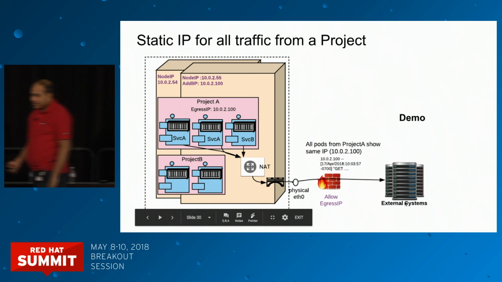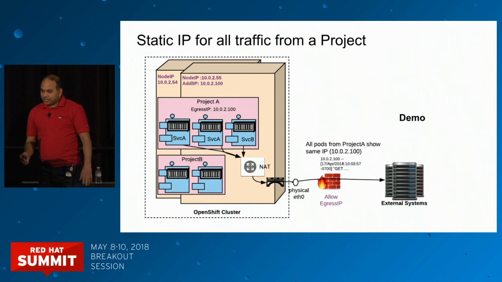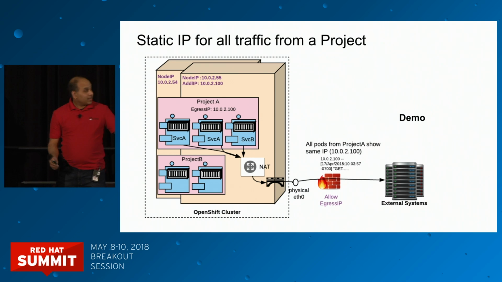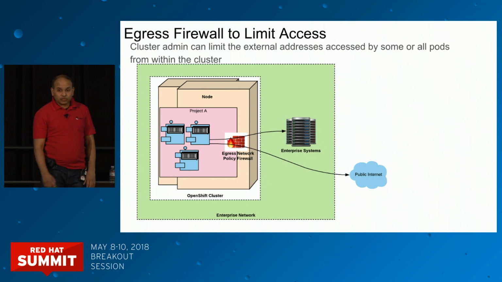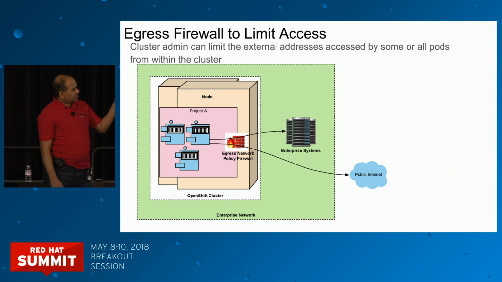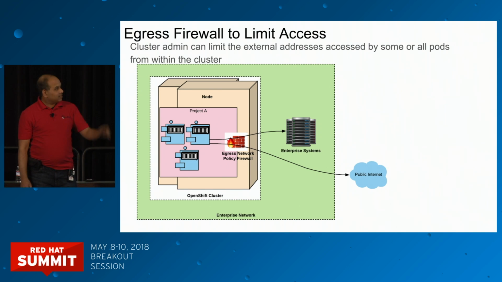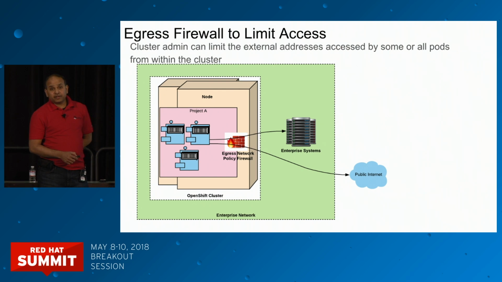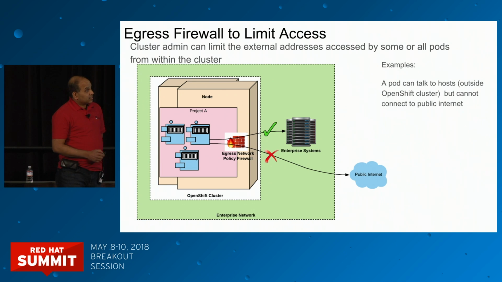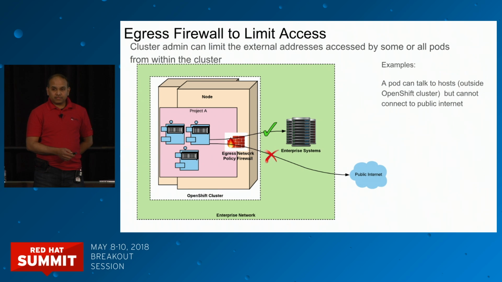All right, thank you. So that was about using a static IP at the project level, right? Next, what else do we have? Can I restrict the traffic going out of my project? You can do that. There is something called an egress firewall to limit access to where your traffic can go. You can set a pod to talk to hosts that are outside but within your network, but not to the internet, for example, right?